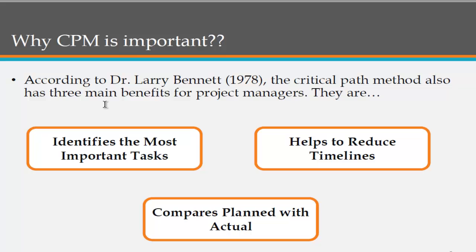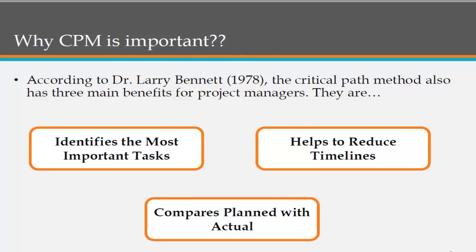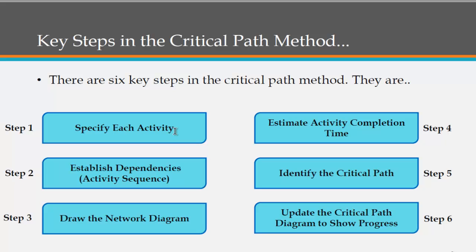So why are we using the CPM? According to Dr. Larry Bennett, the benefits of CPM are that we identify the most important tasks, it helps to reduce the timelines, and it compares planned with actual. That is, whatever you have planned and what is actual in the project, in terms of timeline, money, or the time the project takes, it gives us an indication of all of that. In totality, there are 6 steps in the critical path method.